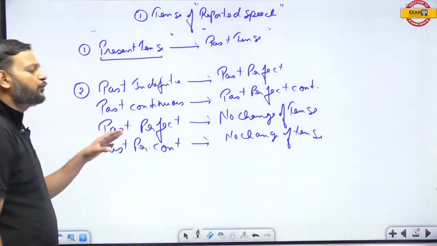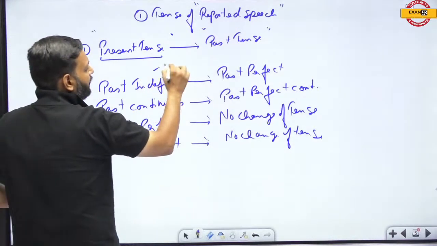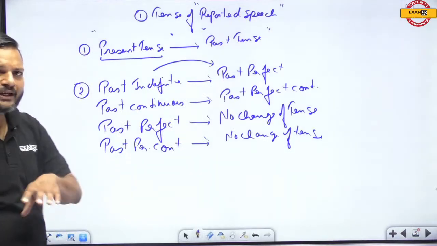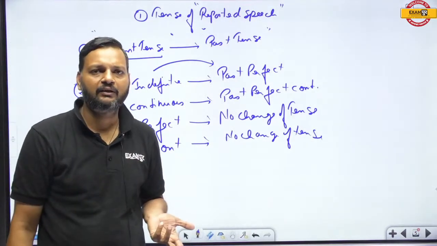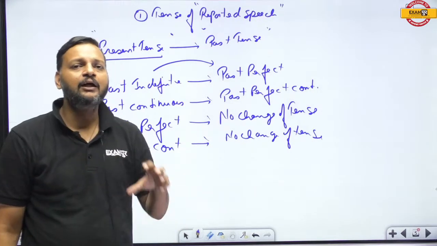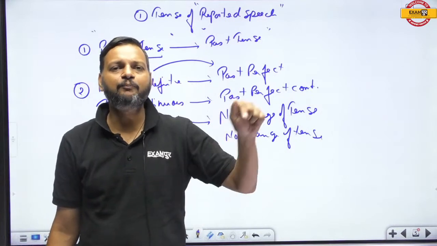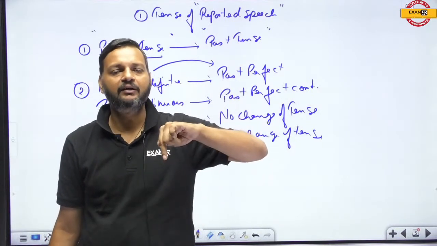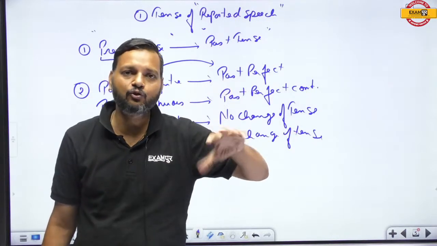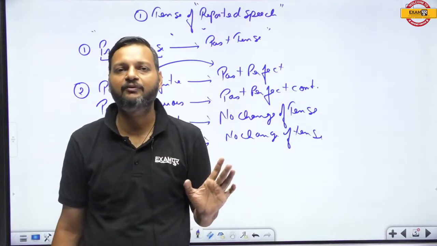Why do we do so? Because past indefinite is to be changed into past perfect. Now there is no back shift of past perfect. The basic concept is, while changing a direct sentence into indirect, you have to back shift the tense. So the back shift of present indefinite is past indefinite, and the back shift of past indefinite is past perfect. Now there is no back shift of past perfect, that's why you cannot change the tense of past perfect.